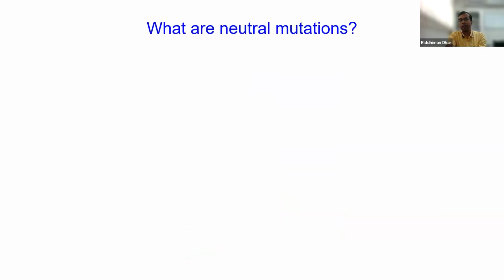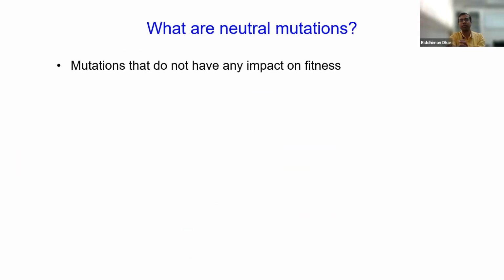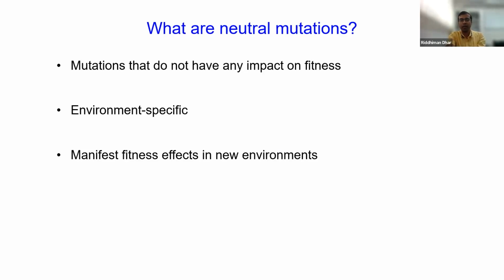So I'll start with the neutral mutations. What are neutral mutations? Neutral mutations are those that do not have any impact on fitness. Now, as we talk about fitness, it means there is some specificity about environment, right? These fitness measurements are done on a specific environment, and in that environment, these mutations do not show any effect. Now, if we change this environment, these neutral mutations might show some fitness effects, which means there is some sort of hidden evolutionary potential, right?